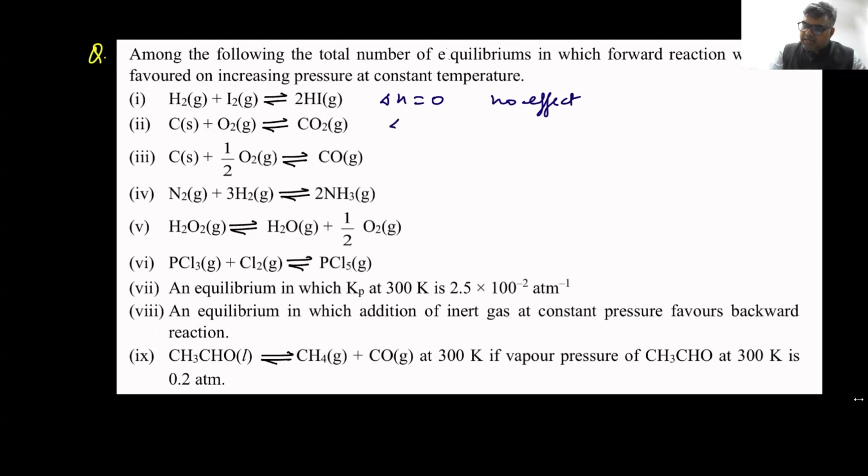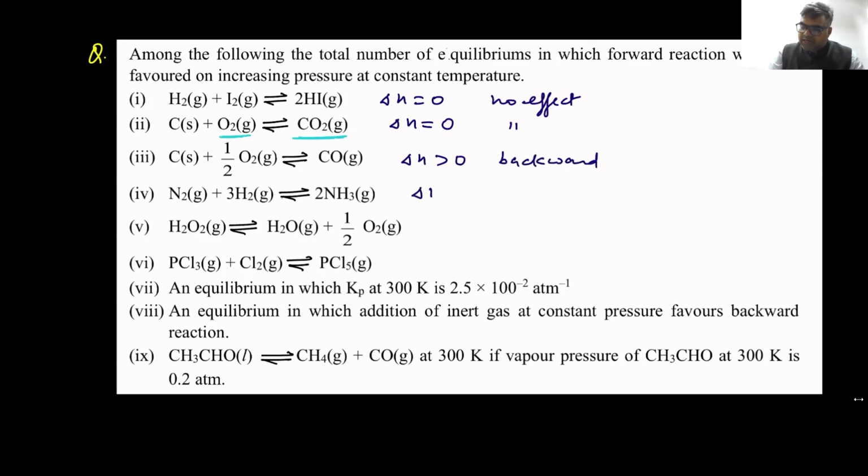Next question, also it is delta n zero again. Check it carefully. In delta n zero, we are taking only gaseous reactant and gaseous product. Solid is not involved. So delta n is zero again. So it is again no effect. Next case, it is carbon solid and half of oxygen gaseous gives 2 CO gaseous. So in this case, what happened? Delta n is positive. Since delta n is positive and you're increasing pressure, it will shift in the backward direction.